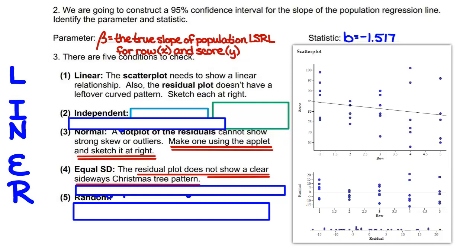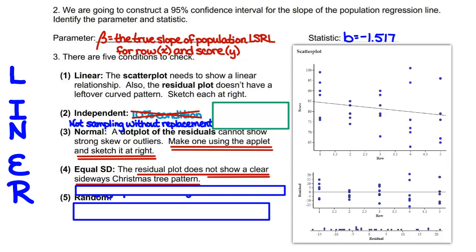We do have to check independence. Most of the time that means checking for what? 10%. In this case, we had a class of 30 people and we assigned all 30, so we were not sampling without replacement. So we get away without doing the 10% here. But each observation is independent of the next. Most of the time, if you are sampling without replacement, then you have to check the 10% condition.